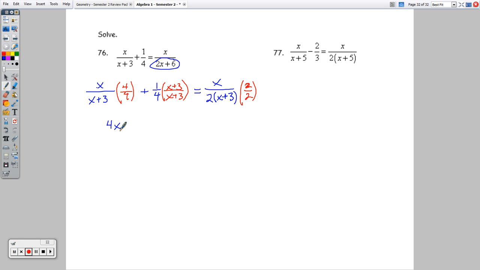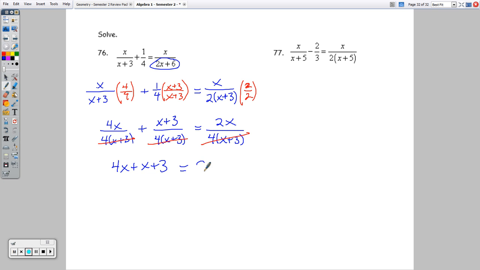So I've got 4x and then 4 times x plus 3, not 4x plus 3. So 4 times x plus 3 plus, and then 1 times that would just be x plus 3. And this would just be 2x, and then 2 times 2 would be 4. So it'd have 4 times x plus 3 there. Now we have all common denominators. When we're solving rational expressions, get that denominator the same, and then you can just cross them out. It's the really nice thing about solving with rational expressions. And then from there, we have that. We've got 5x plus 3 equals 2.